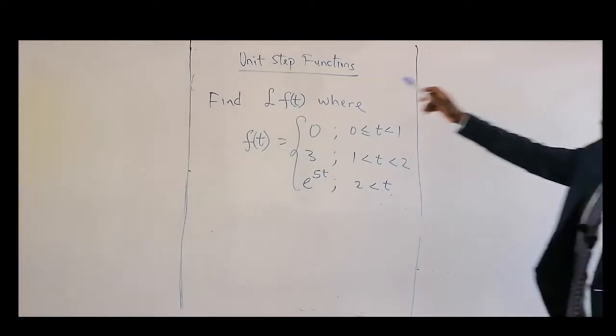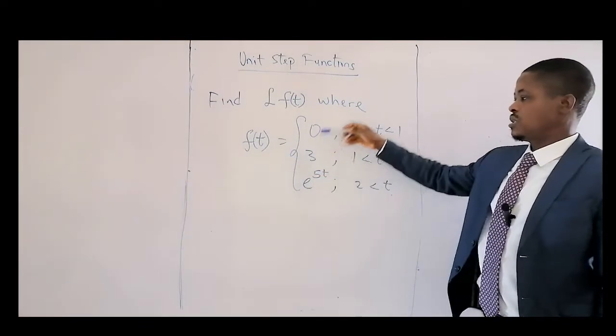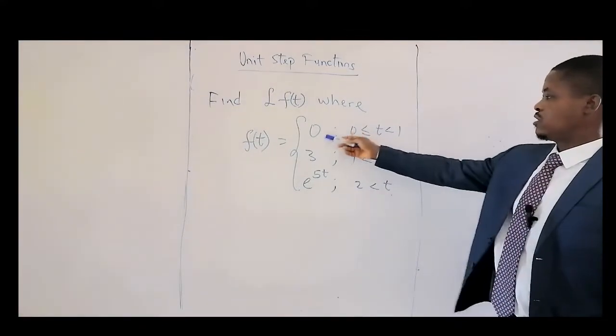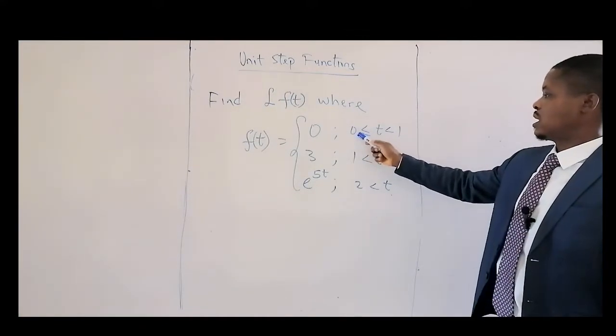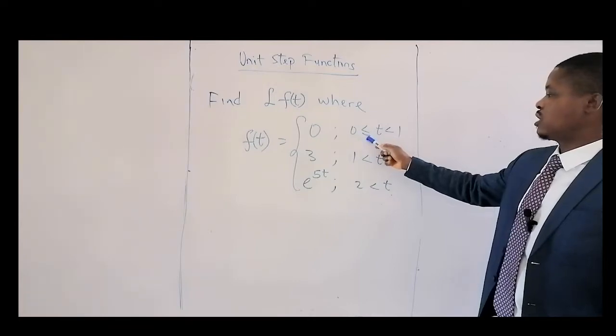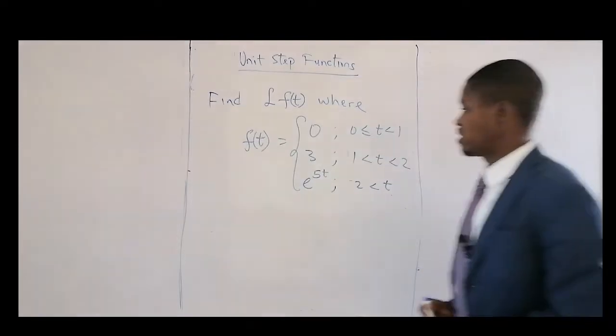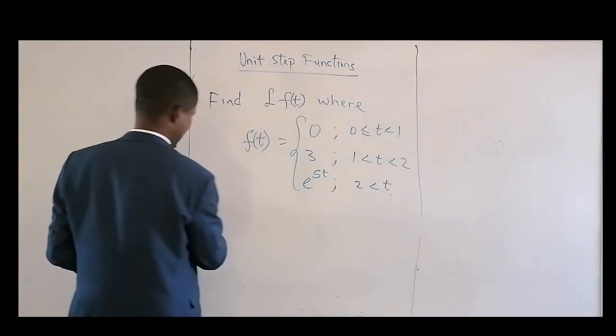We are trying to find the Laplace of f of t, where f of t is this: 0 when 0 is less than or equal to t less than 1, and so on and so forth. We just go straight without wasting time. Let's get the expression for f of t.